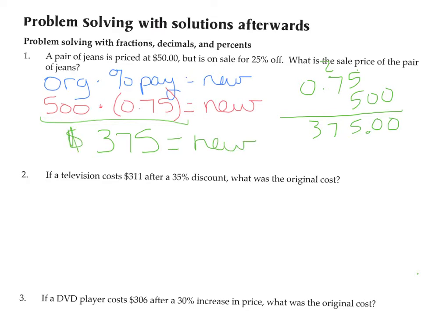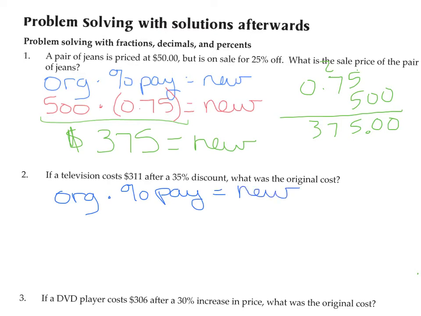All right, and number 2, if a television cost $311 after a 35% discount. What was the original cost? I'm going to use this same formula. The original times whatever percent I'm paying equals the new.